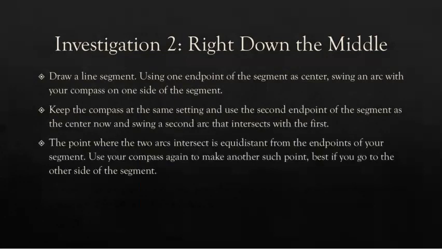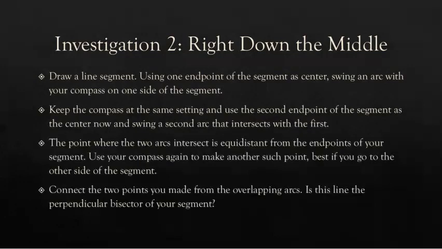Now use your compass again to make another such point. It's best if you go to the other side of the segment. You may want to change your compass setting, but you could leave it the same setting if you go to the other side of your segment. Then do the same thing on the second endpoint. Make sure that you get 2 overlapping arcs. Connect the 2 points you made from the overlapping arcs. Is this line the perpendicular bisector of your segment?